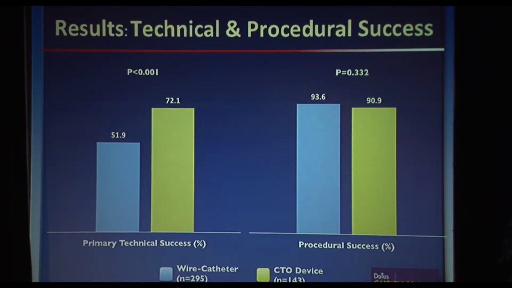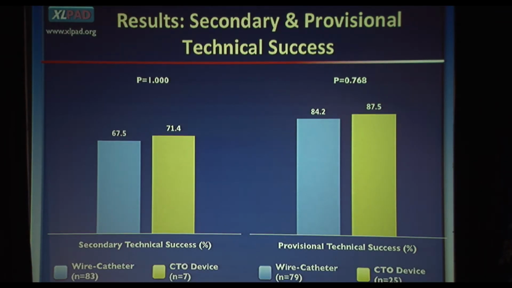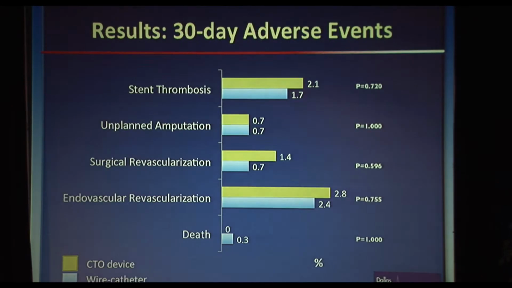In terms of primary technical success, that means if you started with a device, you were able to cross the lesion with the primary device, it was higher with the crossing devices. However, overall procedural success was no different. That means that if the wire somehow failed in some situations, you were able to bail yourself out with a re-entry device. This obviously brings into question what is the overall cost-benefit ratio, and that I will not be able to address in this presentation.